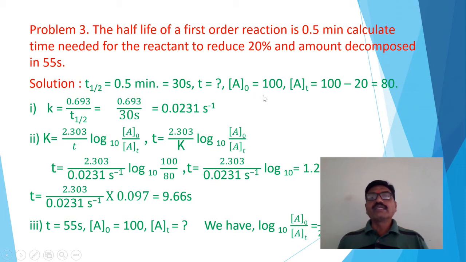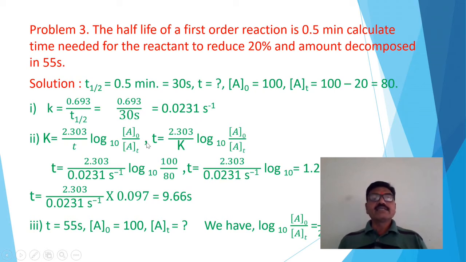T we have to calculate. Let us consider again A0 is 100. So 100 minus 20, reduced by 20%. That's why 100 minus 20. So this is equal to 80. Then this can be solved again in 3 steps. First one, calculate the K. Half-life is given. That's why we can calculate the K like this.